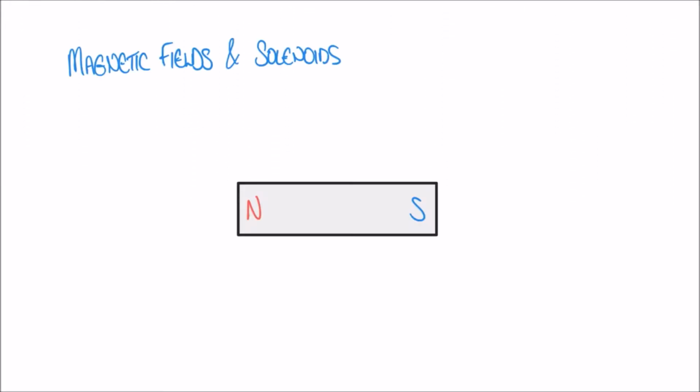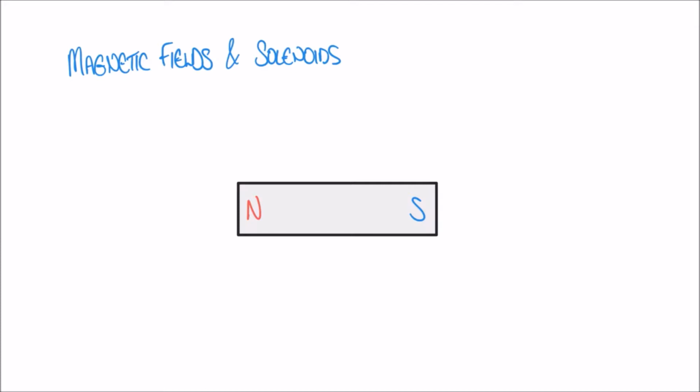In this video, we're going to expand on what we looked at in our previous video on electromagnetic fields. And we're going to look at magnetic fields in a bit more detail. And we're also going to look at solenoids, which are an example of an electromagnet. But before we get on to that, I want to look at even just the most basic magnet, a bar magnet, like the one in the diagram below.